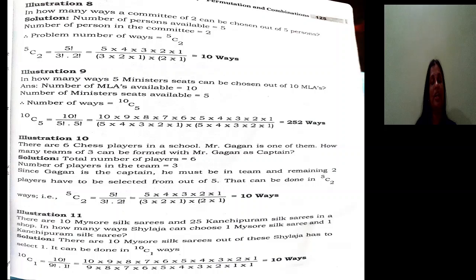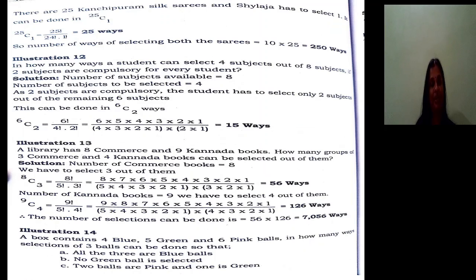So there are 10 Mysore silk sarees and 25 Kanchipuram silk sarees in a shop. In how many ways Shailaja can choose 1 Mysore silk saree and 1 Kanchipuram silk saree? So there are 10 Mysore silk saree. So she has to select 1 from 10. 10C1 ways means 10 ways. And there are 25 Kanchipuram saree. She can select 1. 25C1 answer is 25 ways. So the number of ways she can select both the sarees are 10 into 25. Answer is 250 ways.